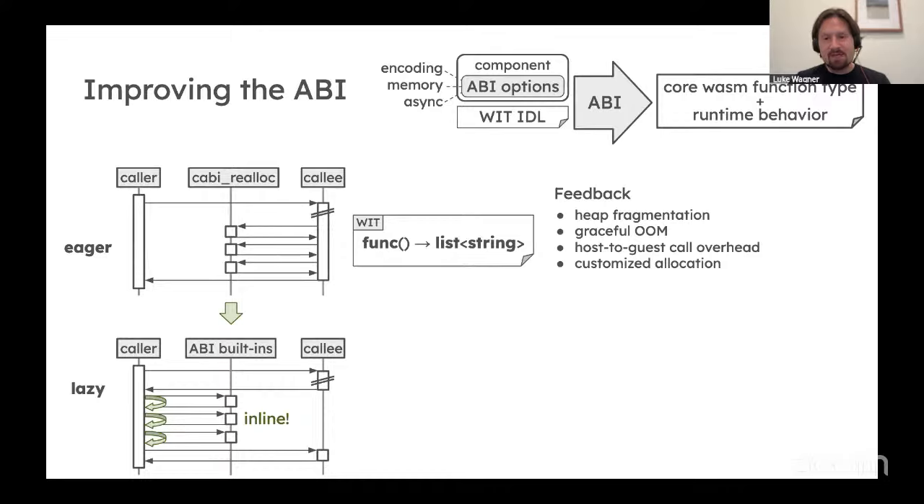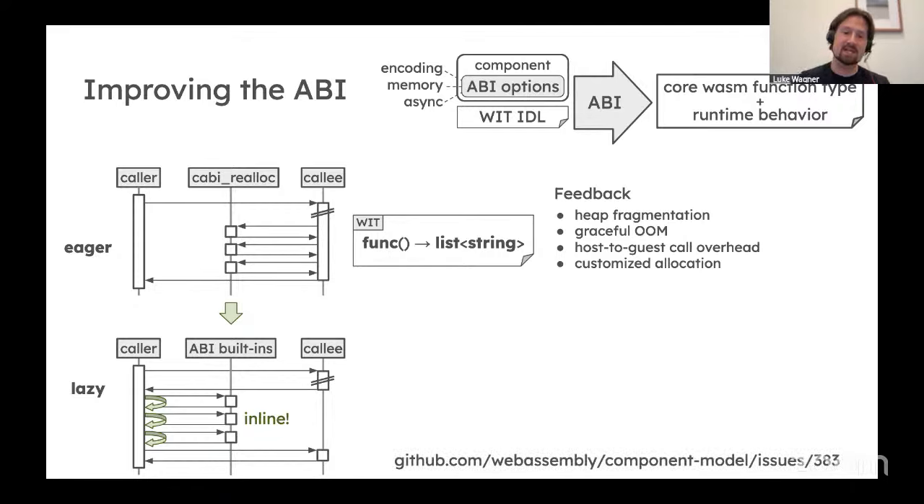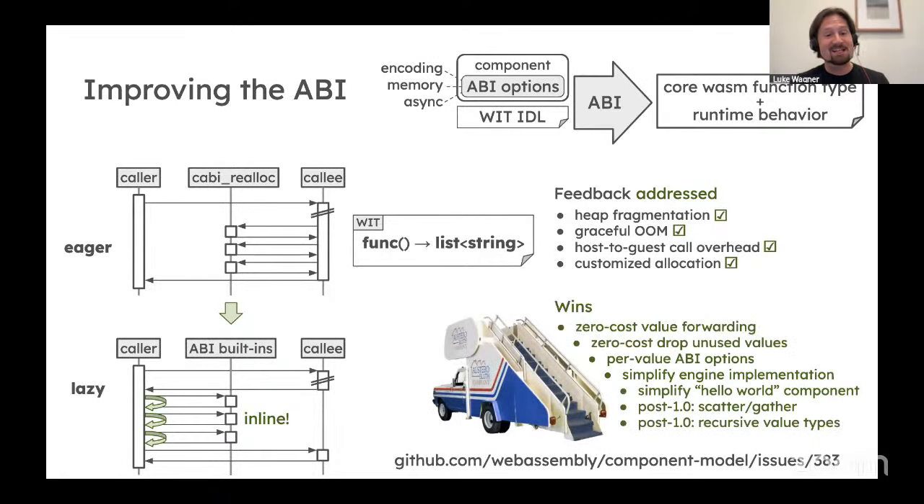And I'll show an example of what this would look like from guest code in a few slides. But for now, I'll just drop a link to component model issue 383 for more details. But with this change, not only do we get to address all the feedback that I just mentioned, but we also get a bunch of other nice-to-have add-ons, such as allowing lazy values to be zero copy forwarded between function calls and dropped if they aren't used.